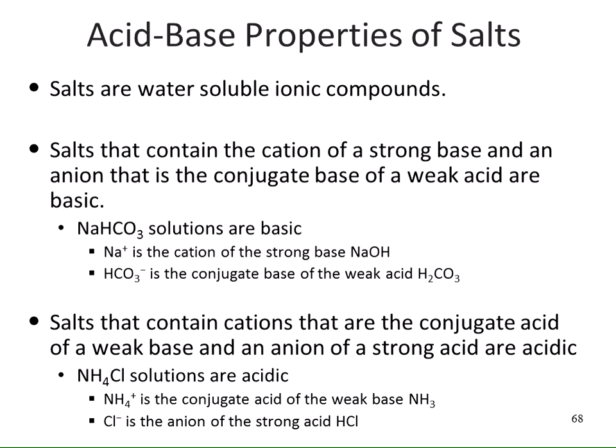But the chloride is the anion from a strong acid, like HCl. So we consider that to be a neutral anion in acid-base terms. Since the Cl minus is neutral and the NH4+ is acidic, the overall solution is acidic.